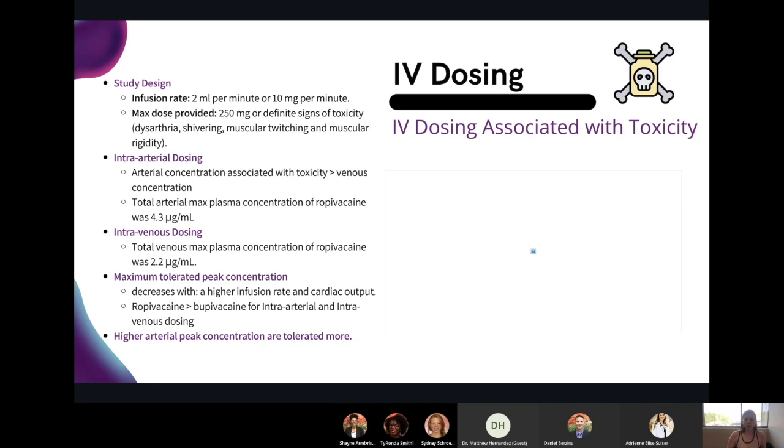The maximum tolerated dose for ropivacaine was higher than that of bupivacaine for both intraarterial and intravenous. The total venous max plasma concentration of ropivacaine was 2.2 micrograms per milliliter versus bupivacaine was 2.1 micrograms per milliliter. The total arterial max plasma concentration of ropivacaine was 4.3 micrograms per milliliter, whereas bupivacaine was 4.0 micrograms per milliliter.